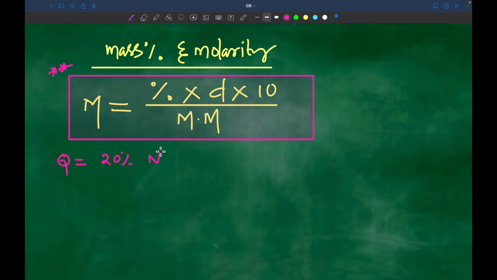20%. NaOH solution density is 1.12 grams per cc. So what is it? Molarity.